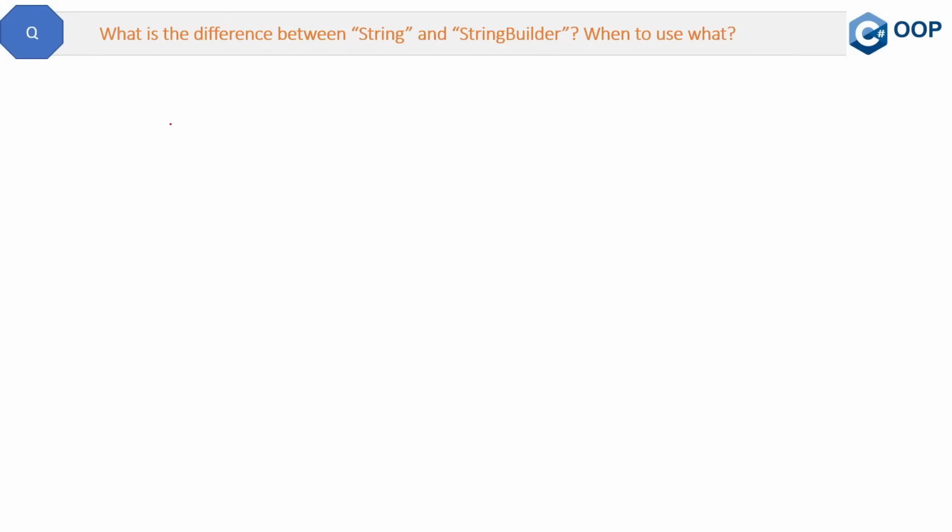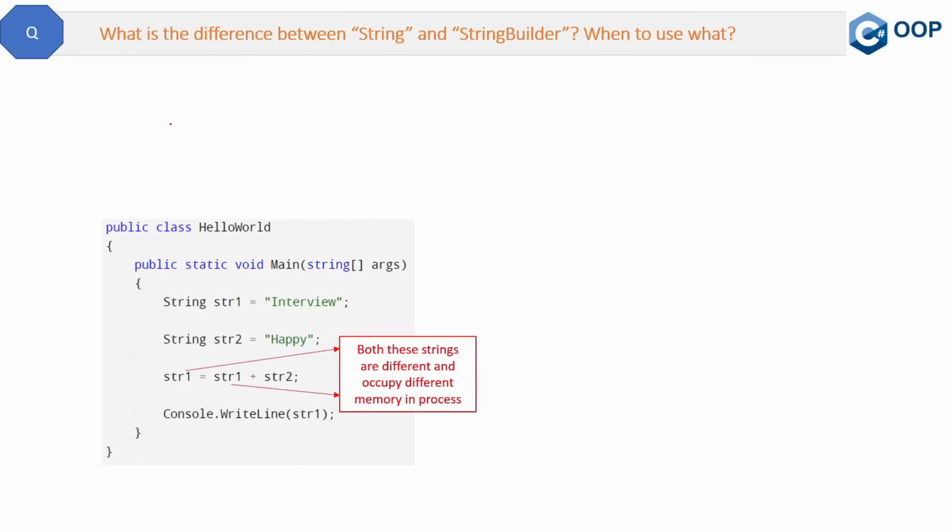When to use what? Let's see the example of string first. Here we have two strings, string 1 and string 2, and then we are trying to manipulate string 1 and add string 2 to it. Now from outside it looks like string 1 is the same variable and only the value has been changed. But here is the catch.